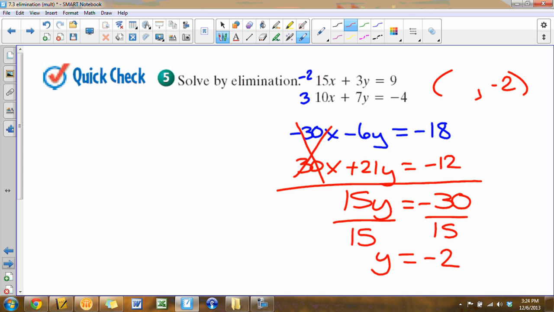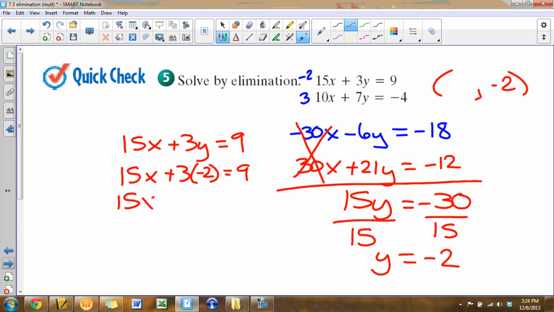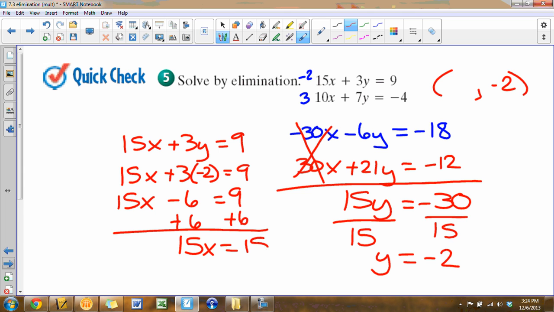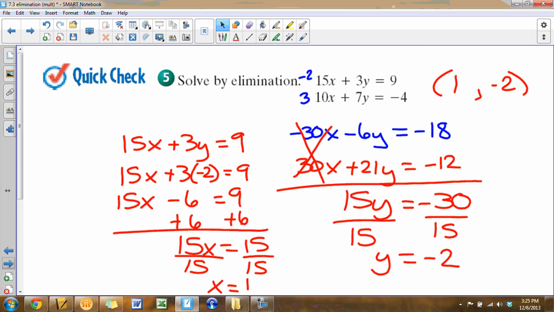Okay, got to go back and find what x is. So 15x plus 3y equals 9. 15x plus 3 times y was negative 2. 15x minus 6 equals 9. Add 6 to both sides. 15x equals 15. Divide by 15. X equals 1. X equals 1. Y equals negative 2. And that is my solution.